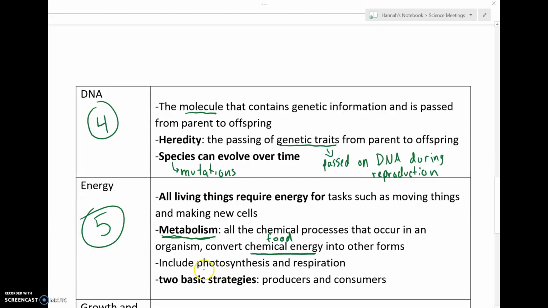So these things might include photosynthesis, right? Plants are consuming their energy from the sun, and respiration, which we're going to learn about more this week. So there's two basic strategies for acquiring energy. Producers, like plants, are doing photosynthesis. Consumers, like animals, are eating foods. So producers don't have to go anywhere. They're producing their own from the sun through the process of photosynthesis. Consumers are just doing that, consuming foods that they find around.